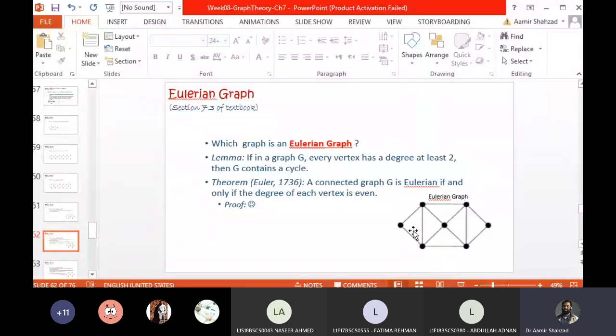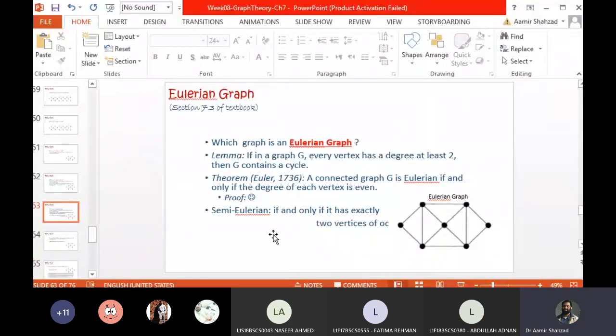So over here we can see the first node has degree 2, the second node has degree 4, and so on, the degree is 4, and the last node has degree 2. So every node has at least degree 2, so we have a cycle, and every node has even degree, so we should have an Eulerian cycle, an Eulerian graph in it.